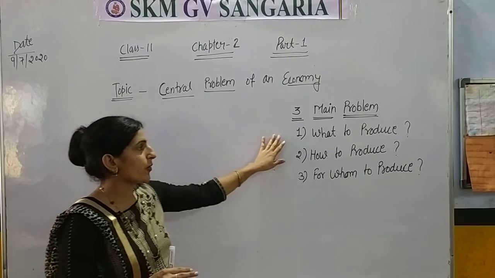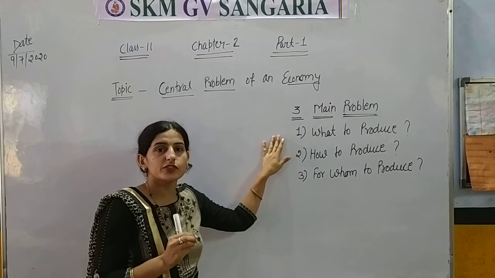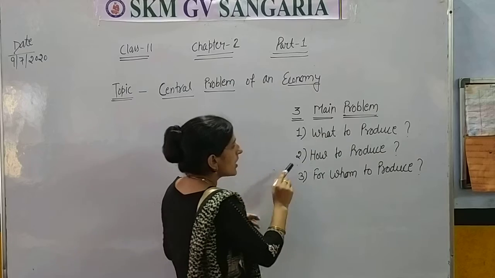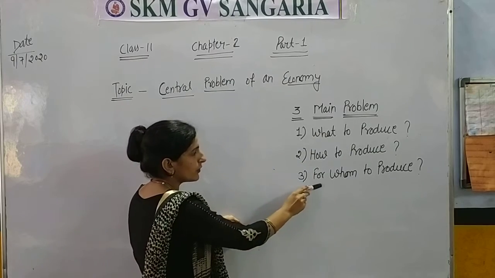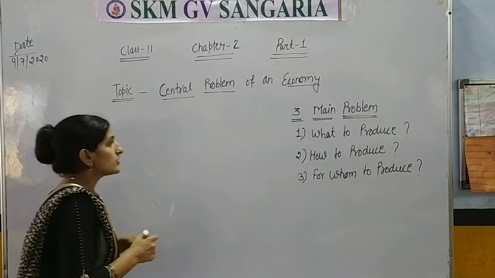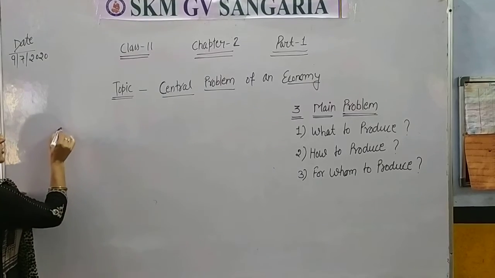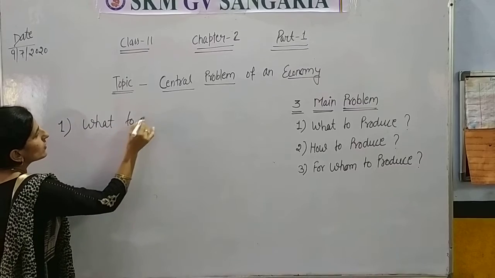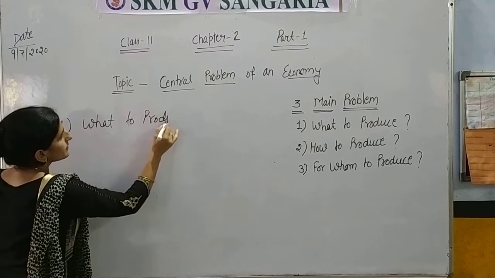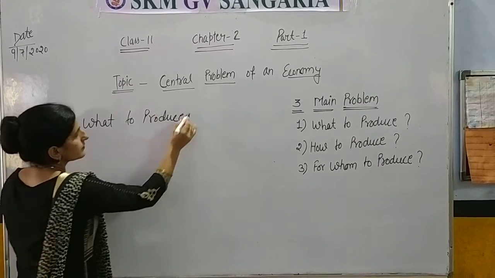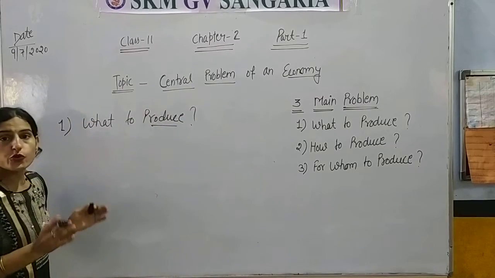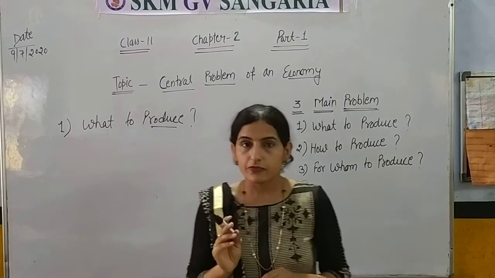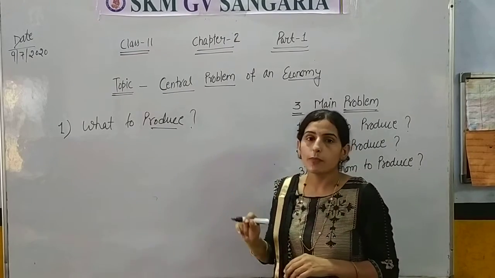Mainly there are three problems that every economy of the world faces. These are first, what to produce, how to produce, for whom to produce. So first is what to produce. What should be produced? Every economy has the first problem, that is, what to produce.